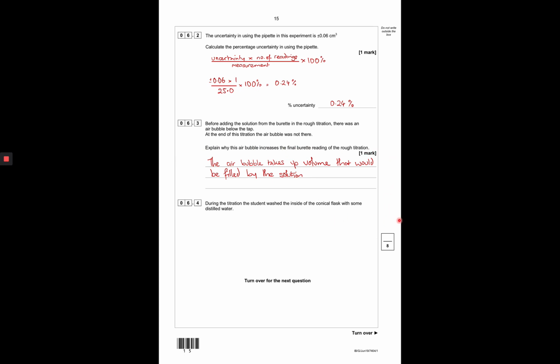And then during the titration, the student washed the inside of the conical flask with some distilled water. And why is that not a problem? Because what are we measuring in the titration? We're measuring the number of moles, and adding water does not affect the number of moles. It does affect volume, and it does affect concentration, but it does not affect the number of moles, and that is what we're actually measuring.